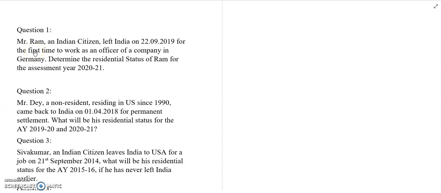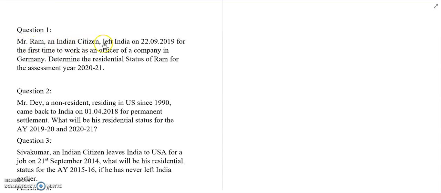After learning the theory part of the module, now let's move on to the problem solving part of this module. So let's start to learn how to solve a problem. This is your first question. Read the question thoroughly. Read twice or thrice and try to understand the information that's given in the question.